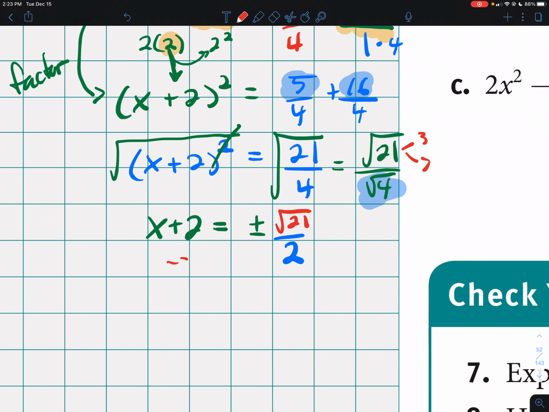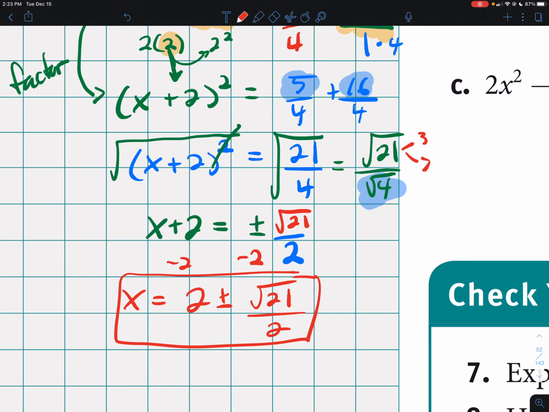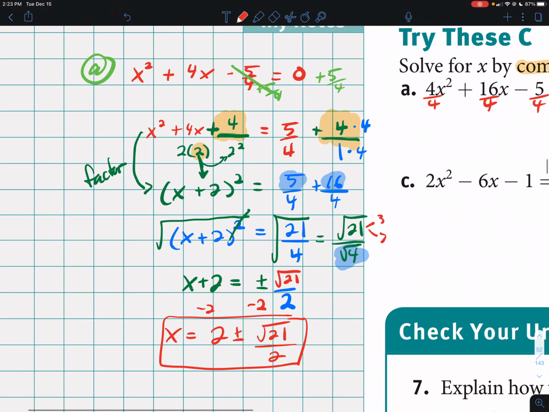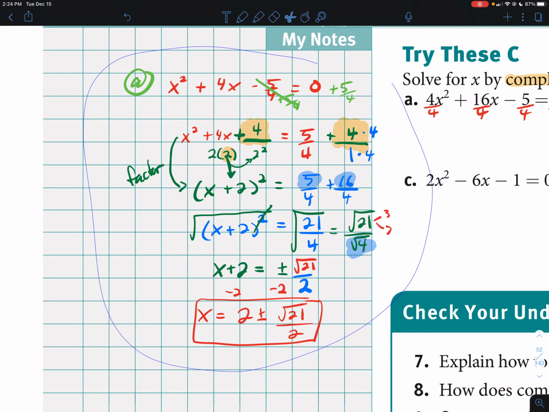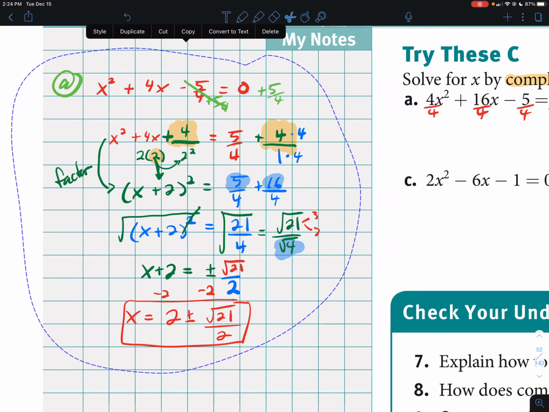And then I just subtract 2 from both sides, and I get that x equals negative 2 plus or minus the square root of 21 over 2. Seems like a lot, but break it down step by step. Take your time on these. Really think through the process.